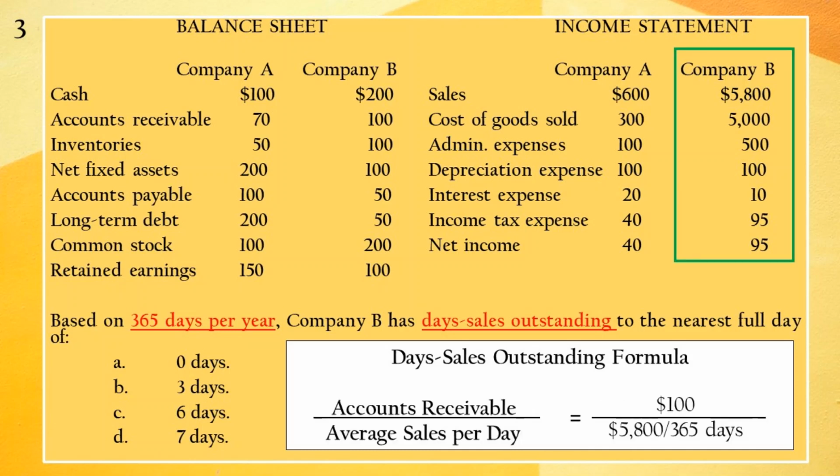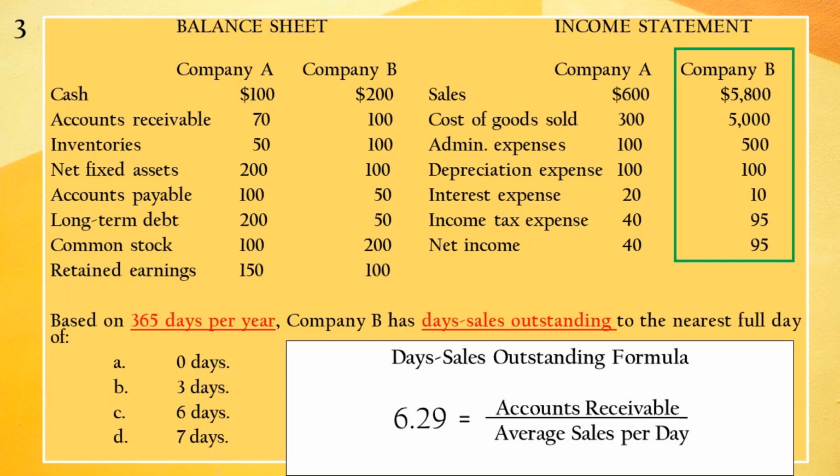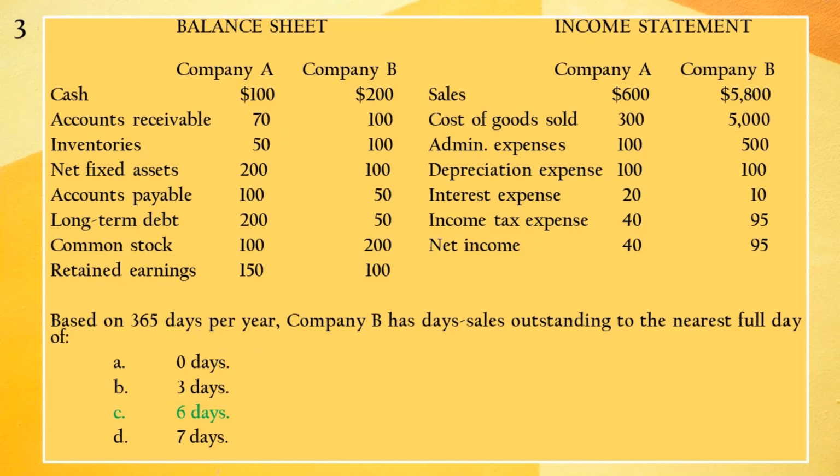So Company B has accounts receivable of $100, and then we know that sales are $5,800, and we're going to divide that by 365 days per year to get the average sales per day. So your formula will be 100 divided by 5,800 divided by 365. So first we'll do 5,800 divided by 365, and that will be 15.89. And then we'll do 100 divided by 15.89. And remember, we have to round it to the nearest day. That gets us to 6 days. So the answer is C, 6 days. That is the days sales outstanding.